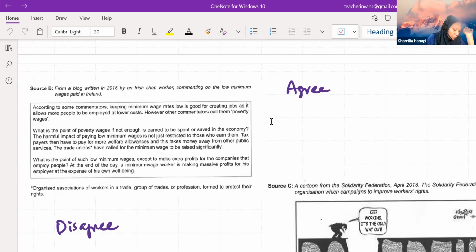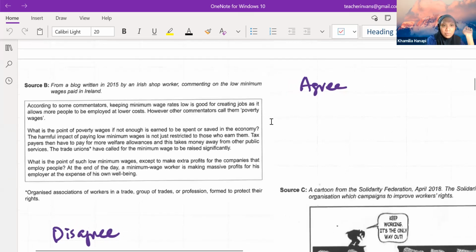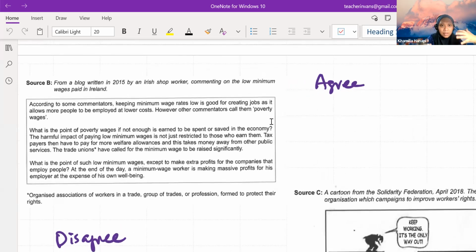So let's look at source B intentionally. What are the keywords? It is written by a blog by an Irish worker commenting on low minimum wages in Ireland. And it says here, it is good. It is good at creating jobs as it allows more people to be employed. However, other commentators call them poverty wages.